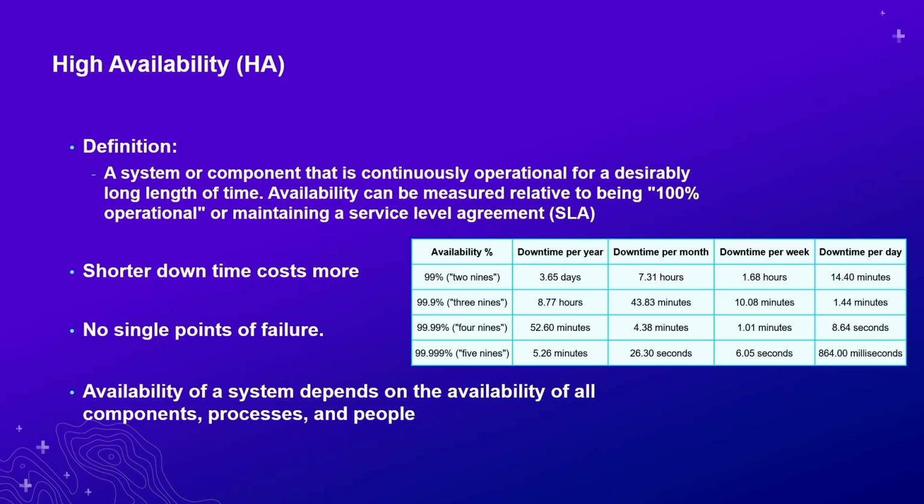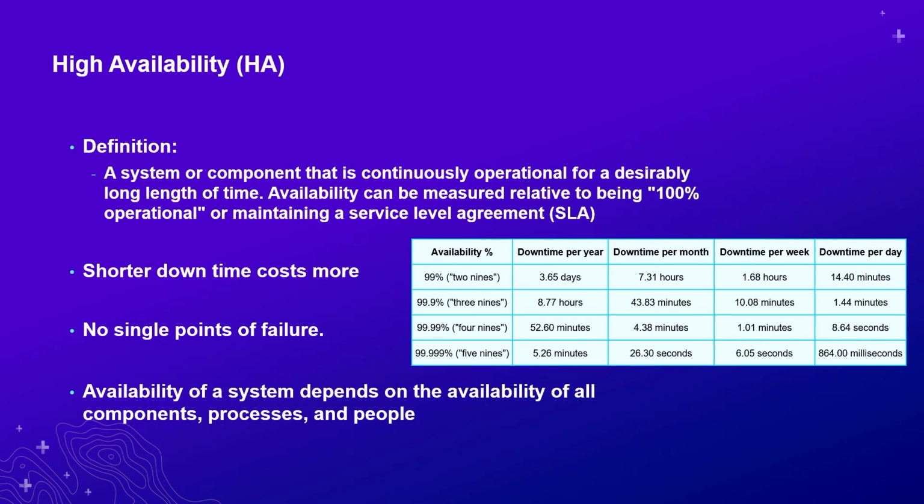And obviously, shorter downtime costs more. So the machine or the environment that supports only, let's say, 5.26 minutes of downtime per year is far more complex than the system that needs to support only 3.65 days of downtime per year.